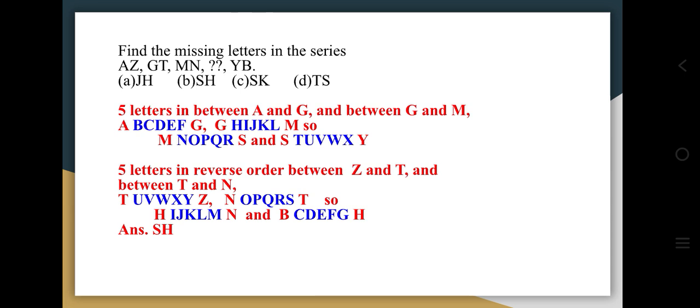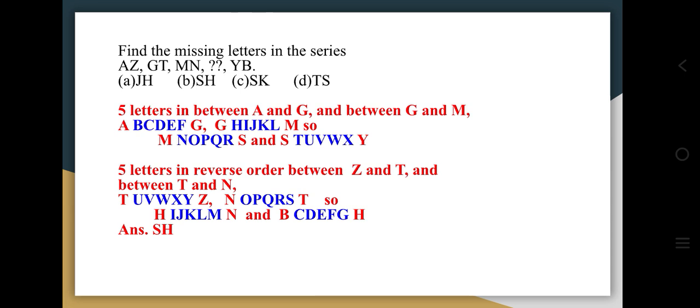T, 5 letters U, V, W, X, Y, then comes Z. Similarly, N, M, N, so N, 5 letters O, P, Q, R, S, next letter T, so T is in the previous term. So, we have to determine which letters comes as the second letter in the missing term.